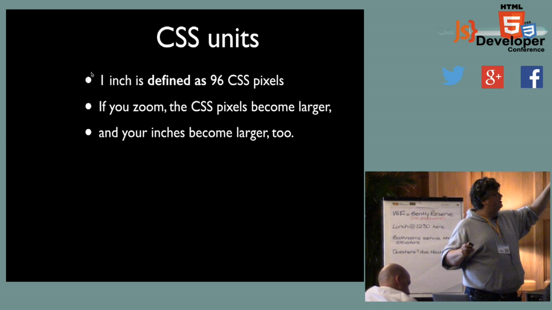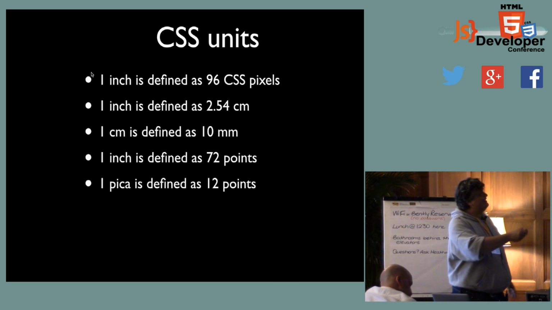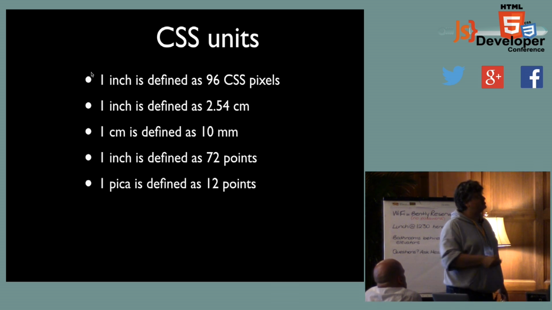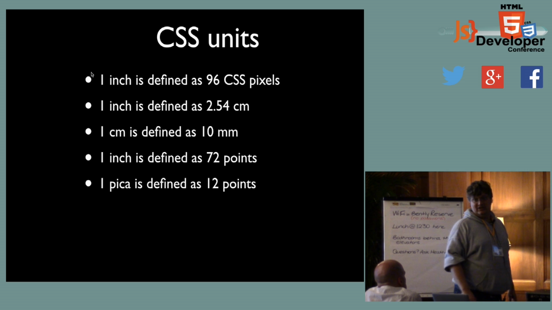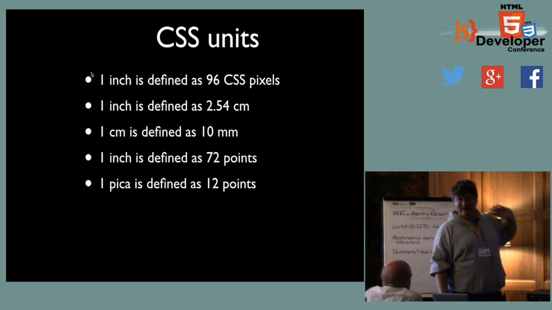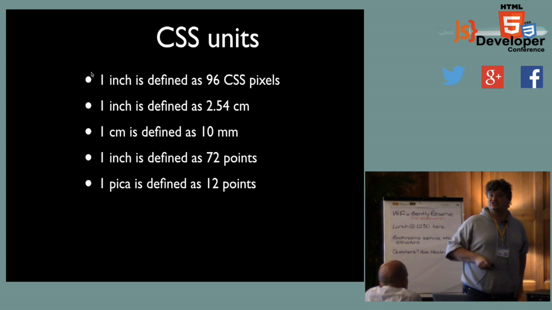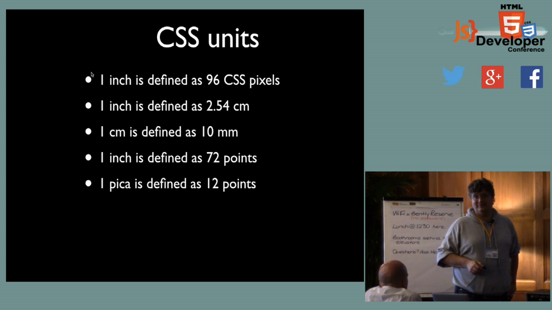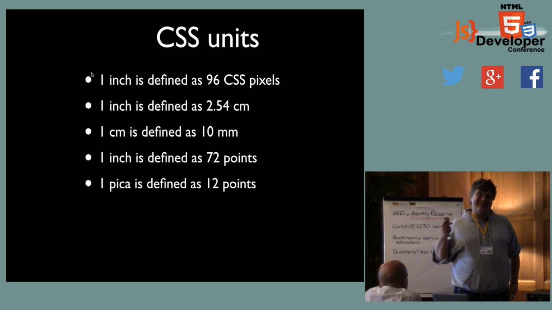Let's instead talk about CSS units. 1 inch is defined as 96 pixels, so it has nothing to do with the real world, and these are the actual unit definitions in CSS. So 1 inch is 96 CSS pixels and 2.54 centimeters, and 1 centimeter is 10 millimeters. 1 inch is defined as 72 points, and 1 pica is defined as 12 points. Again, I tested this in 50 browsers. I just created a test page with a lot of blocks that should be equal in width when these definitions are correct, and they turned out to be correct in all browsers. This is how CSS units work. So you cannot find out anything about the actual physical device by using CSS units.